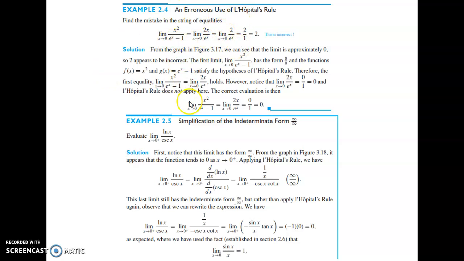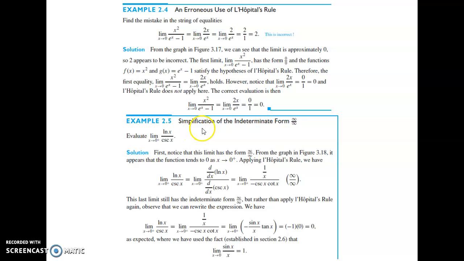So the correct thing is, I get 0 by 0, I use the L'Hopital's rule once, then when I put x is equal to 0 after using the L'Hopital's rule one time, I get 0 by 1, 0 is the answer. So this step is wrong, because this doesn't give me 0 by 0 or infinity by infinity.